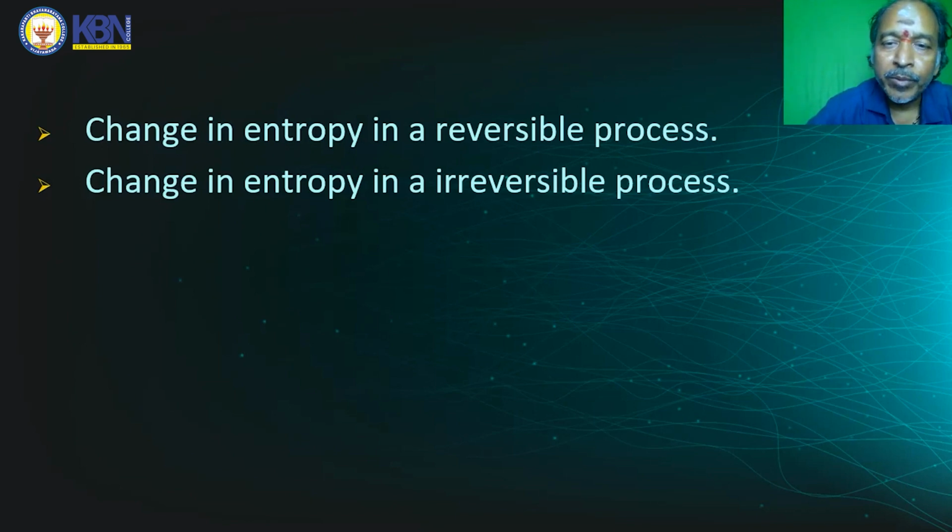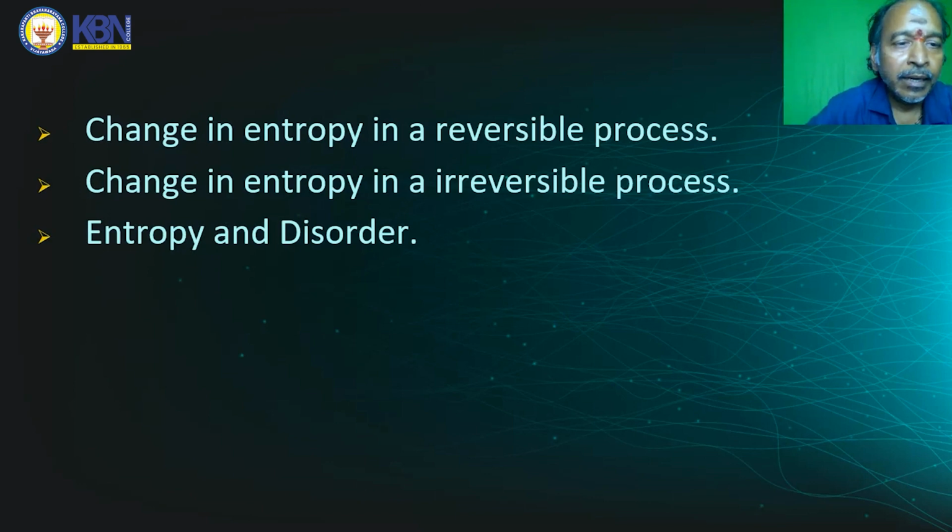In irreversible process, the process that is not exactly reversible is called irreversible process. In irreversible process the entropy always increases, and the entropy and disorder, that means how the entropy changes with respect to disorder, or how the disorder of a system changes with respect to the entropy.